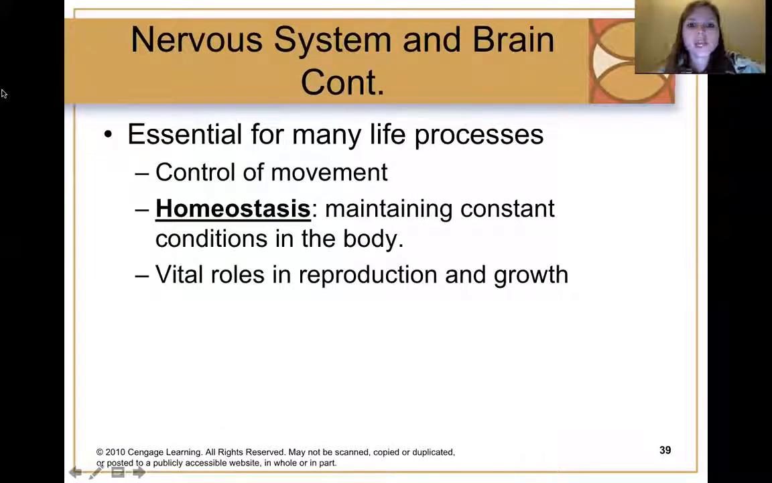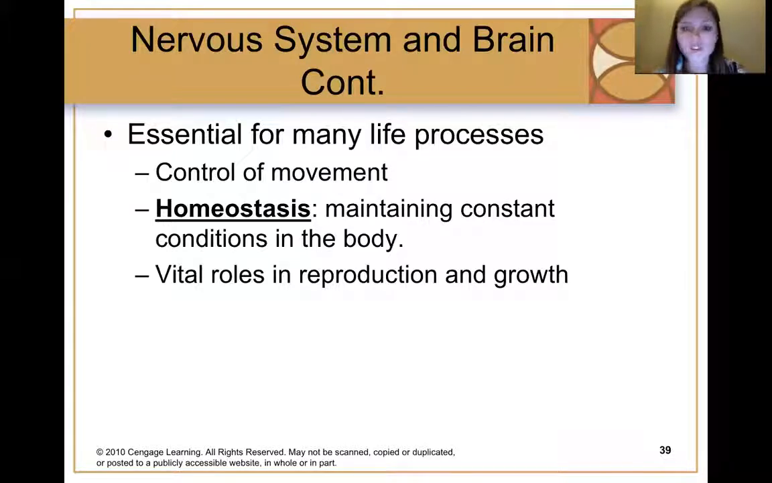So the nervous system and the brain are essential for many life processes. They're responsible for the control of movement. Like I said, if you need to move your arm or your leg, that's going to happen through signals from the nervous system. And then the nervous system is also responsible for what is called homeostasis. This is a term that some of you may remember from high school biology. To refresh your memory, homeostasis just means maintaining constant conditions in the body, whether it's temperature or pH, or any sort of balance in the body that needs to be maintained.